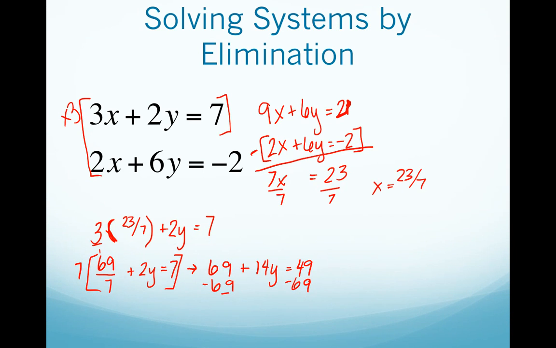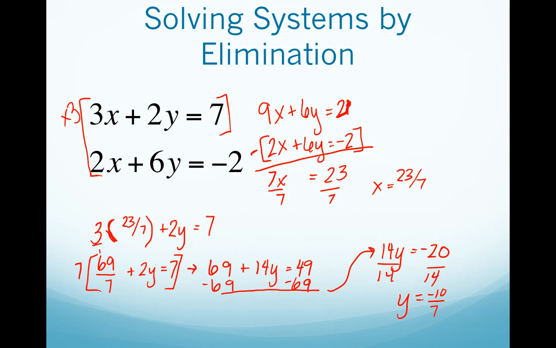So that's going to give me 14y equals 49 minus 69, which will be -20. And then I can divide by 14. And then I'm going to simplify. So I can take out a factor of 2. That'll give me -10 over 7.